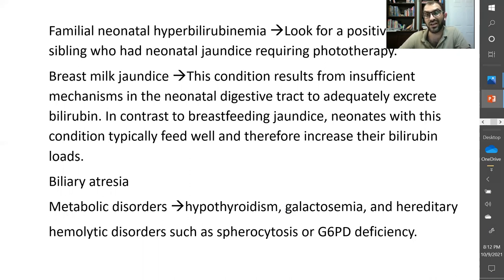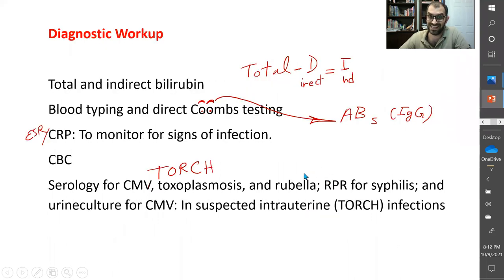Galactosemia can give you both direct and indirect hyperbilirubinemia. Hereditary hemolytic disorders such as spherocytosis or G6PD deficiency: when you have hemolysis, you will get jaundice. Why? Indirect bilirubin.